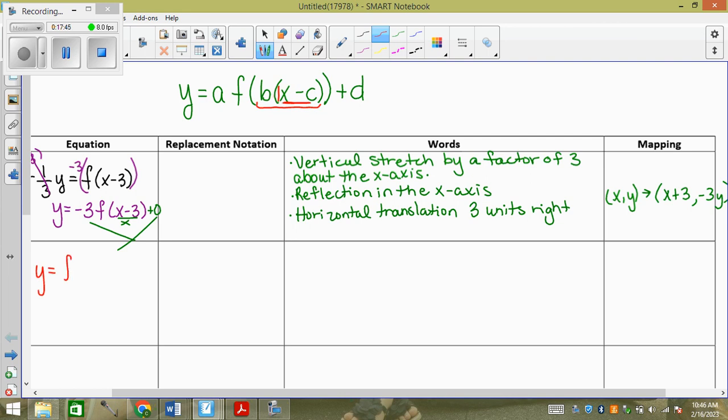y equals f(2x plus 4). What people will tell me is they'll say horizontal stretch by a factor of 1/2 about the y-axis, which is 100% correct. 1/2, it flips. Then they'll tell me a horizontal translation 4 to the left, and you will be wrong, and that answer will be there, and you will be wrong. Because the only time you can state a horizontal translation is if there is a 1 in front of the x. Is there currently a 1 in front of the x? No, there is a 2.